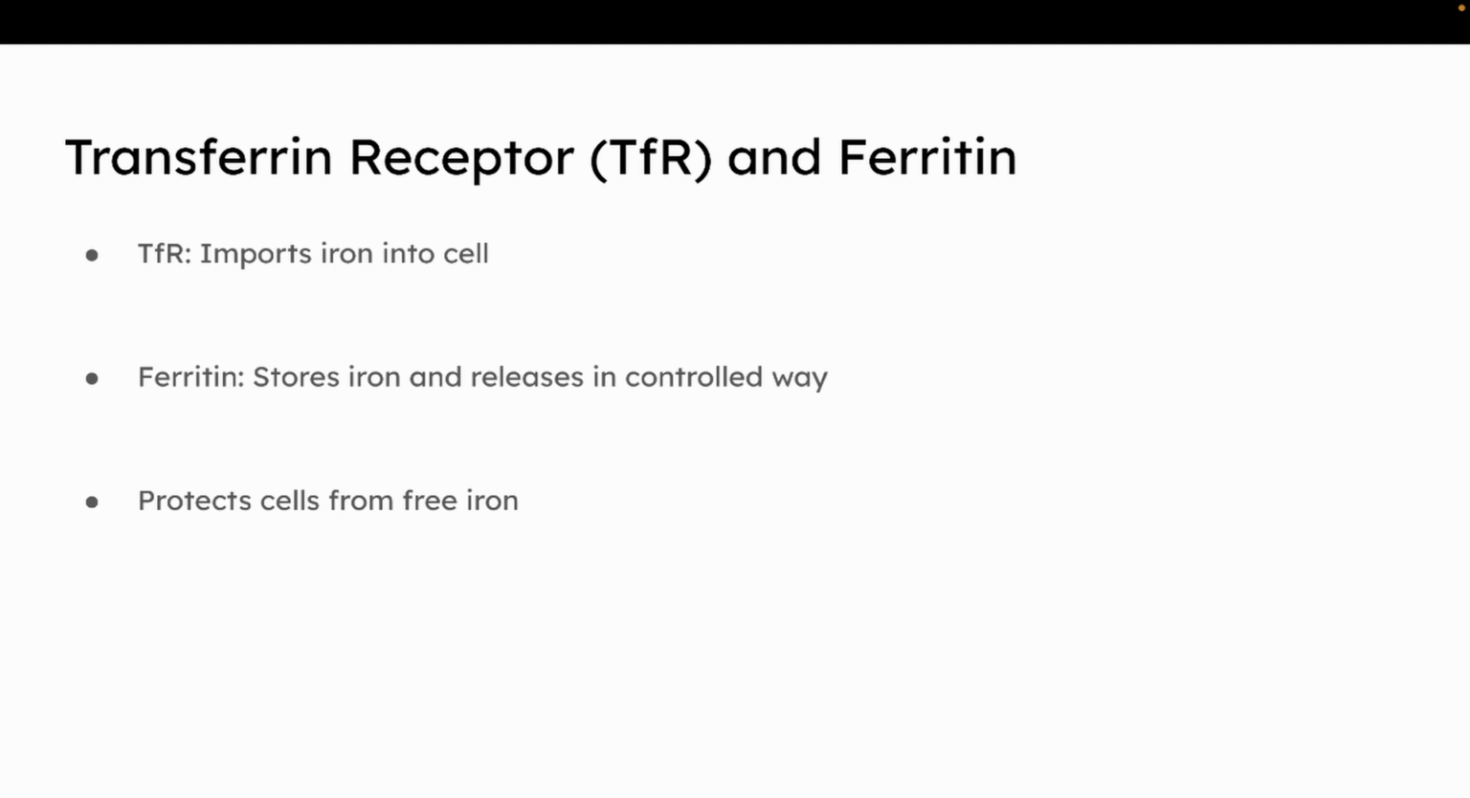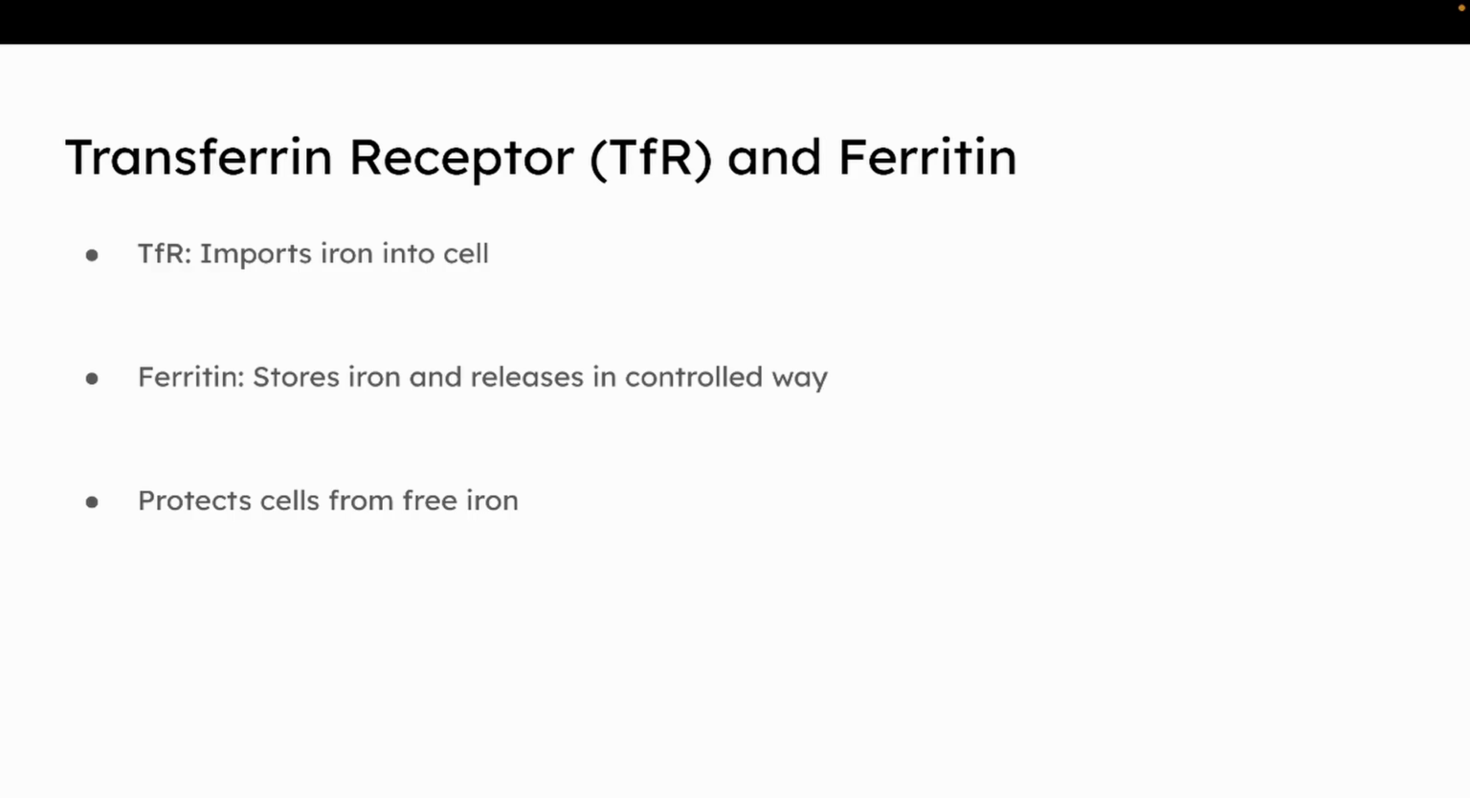So one is the transferrin receptor. That's also called TFR, by the way. What this basically does is it's a receptor protein that imports iron into the cell. Just think of it like a transport protein. On the other hand, we have ferritin, and ferritin can form a complex that basically stores iron and releases it in a controlled way.